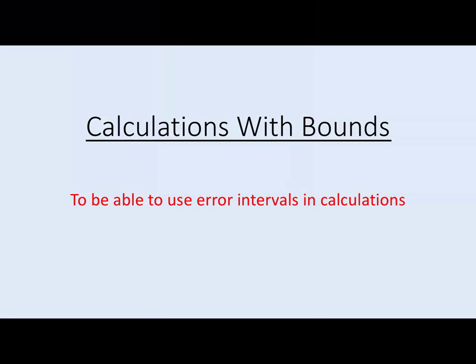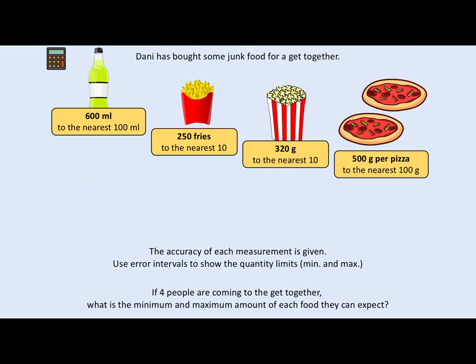Right, so what we're going to do today is use error intervals, and we're actually going to use those to do calculations. Now, the first situation is this person, Danny, who has a party going on, and you want to know if there's 4 people coming, what's the minimum and maximum amount of food that they can expect. The first thing you do with these types of questions is write those error intervals out. So for that first one, that's your error interval, okay?